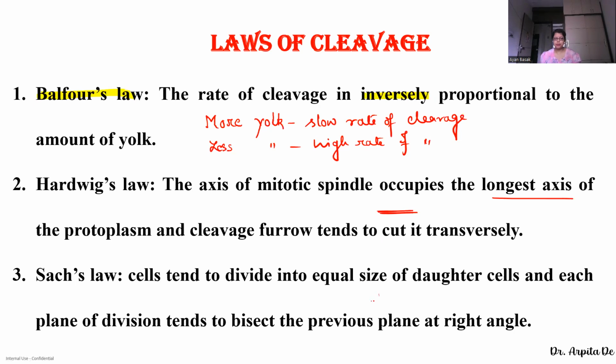That means if the previous one is like this, the next one will be like this. See, an angle of 90 degrees is formed here. Got it? Okay. Next is patterns of cleavage. Clear? Next, we are going to talk about patterns of cleavage.